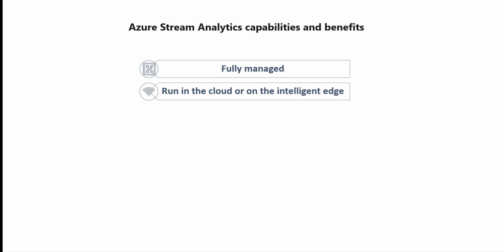For large-scale analytics, you can run this service in the cloud, or run it on IoT Edge or Azure Stack for ultra-low latency analytics. Also, you can use the same tools and query language on both the cloud and the edge, enabling developers to build a truly hybrid architecture for stream processing. The next benefit is low total cost of ownership.